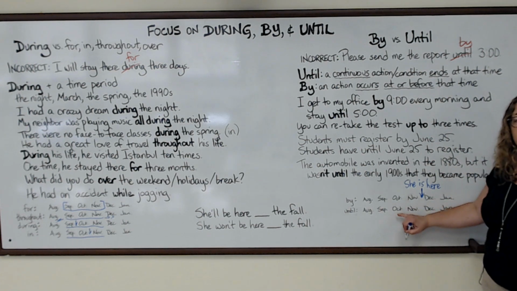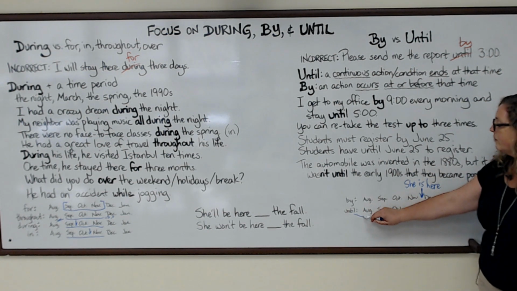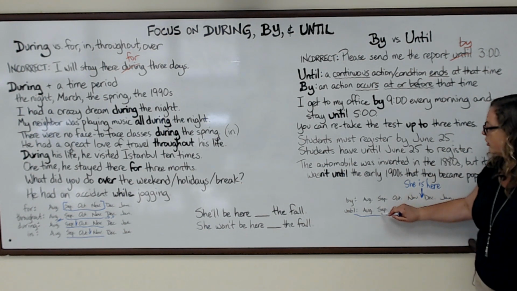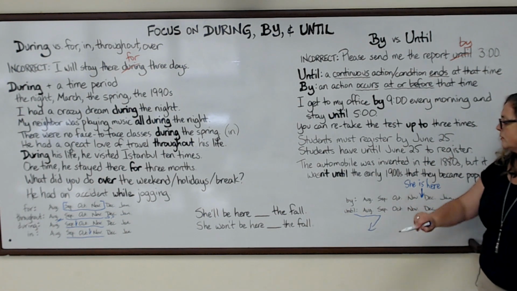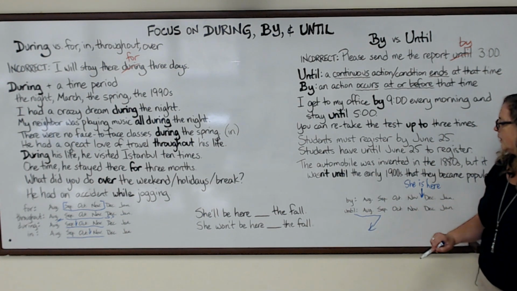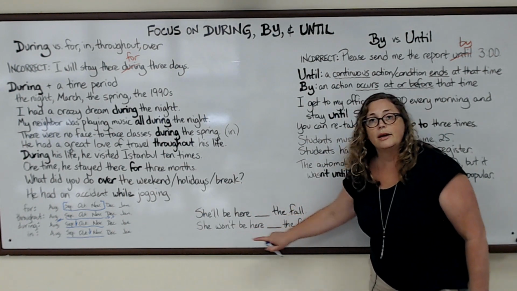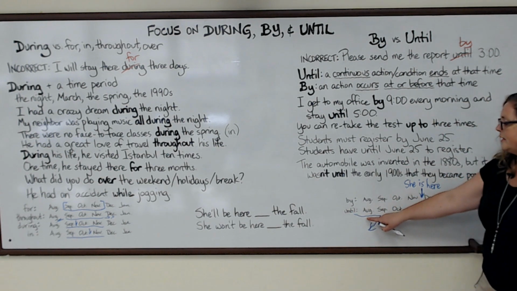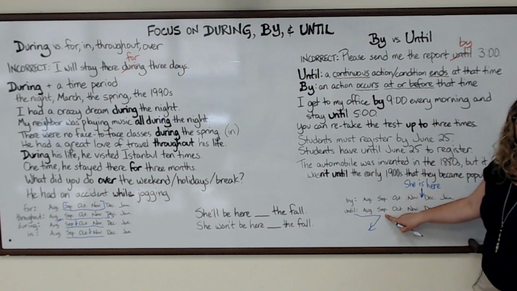She'll be here until the fall. That means she is here now. And then usually when fall starts, she leaves. Okay? If you use the negative, she won't be here until the fall. That means she's not here, not here, not here. And then in the fall, she comes.